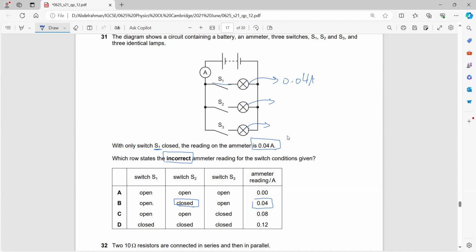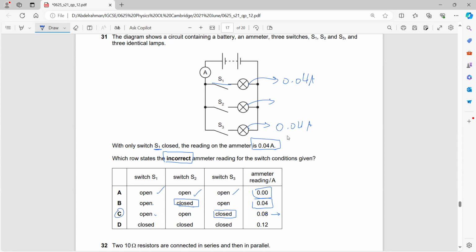But someone's saying A. If you open all of them, then no current will pass through the circuit and the reading will be zero. Yes, this is correct. I need the wrong answer. Let's check C. If S1 is open, S2 is open, and only S3 is closed, the current would be 0.04 amperes, but it says the current is 0.08 amperes. This is wrong.